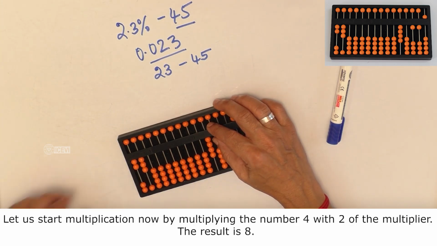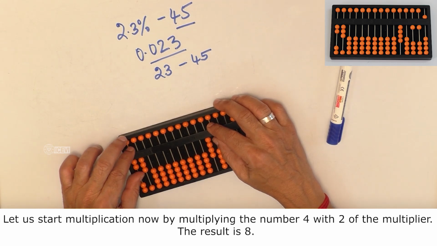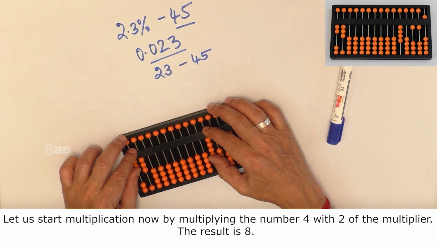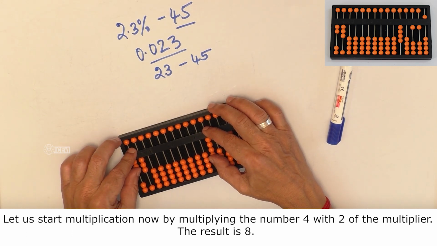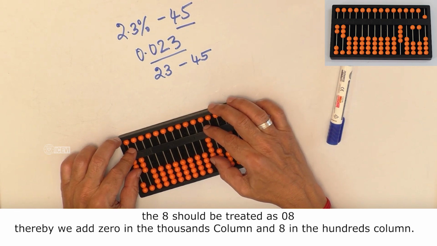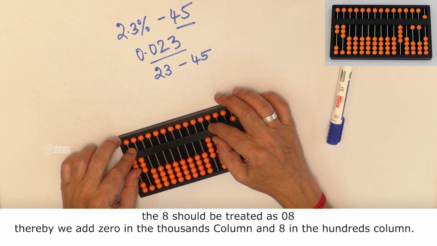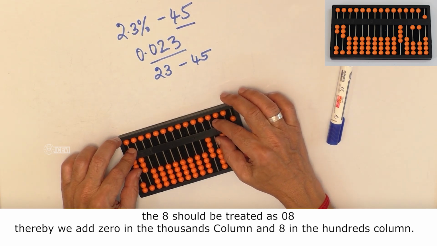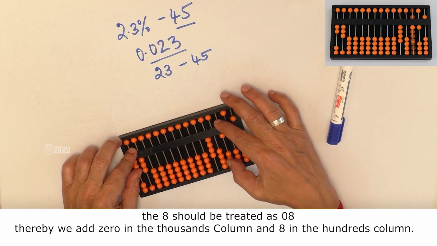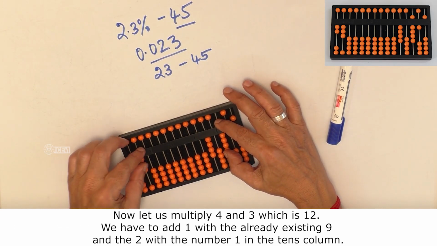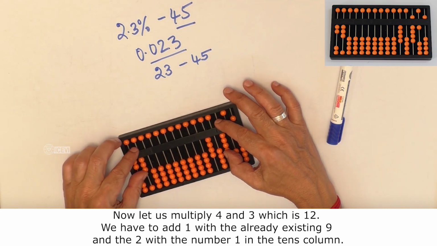which clears way for setting the results of the multiplication of number 4 with the multiplier. Let us start multiplication now by multiplying the number 4 with 2 of the multiplier. The result is 8, which should be treated as 08, that means 0 added in the thousands column and 8 added in the hundreds column. Now let us multiply 4 with 3, that is 12.